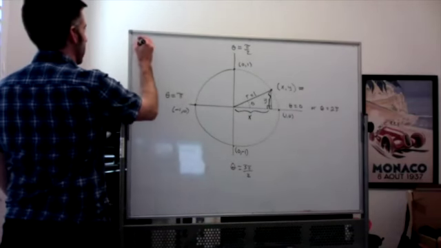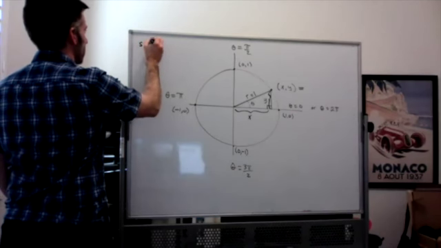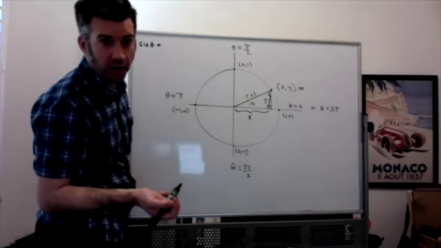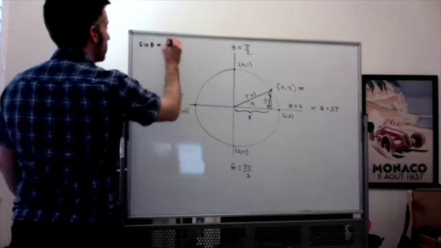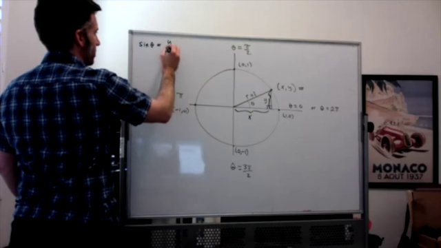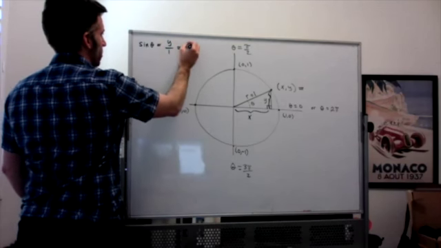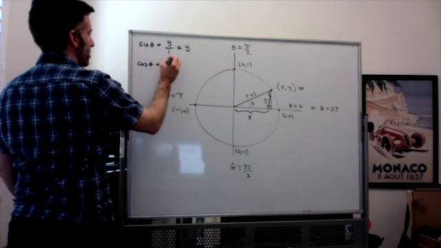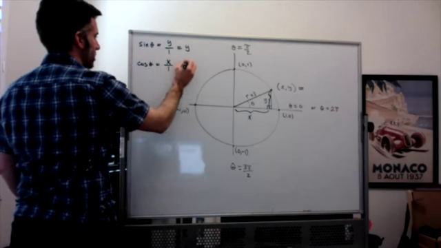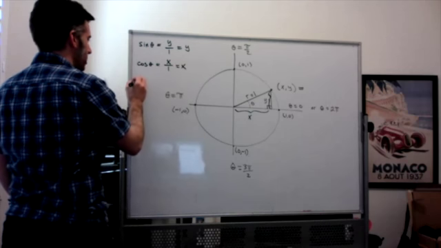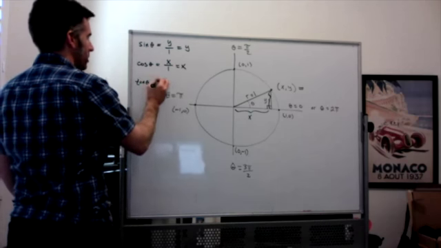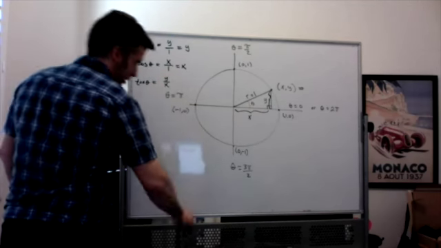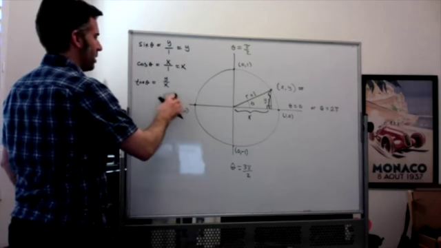We know that sine of theta is equal to the opposite over the hypotenuse, which you could write as y over r. But we know that r is 1, so that's really just y over 1, which is just y. Cosine of theta is x over 1, which is just x. And tangent of theta is opposite over adjacent, which is y over x.